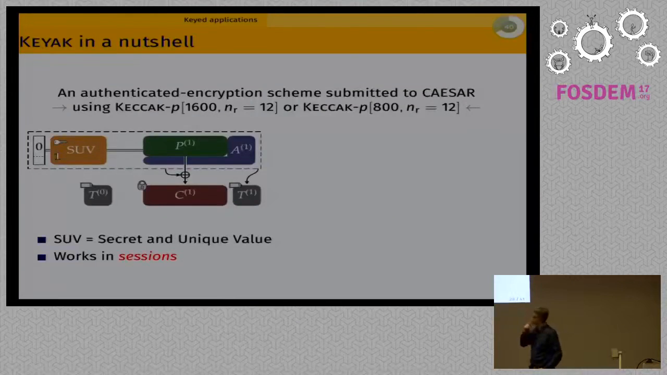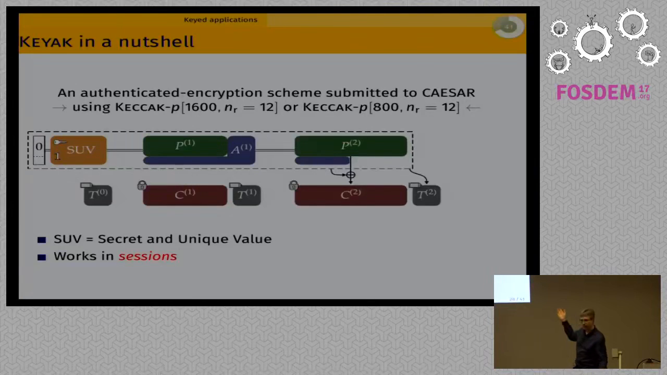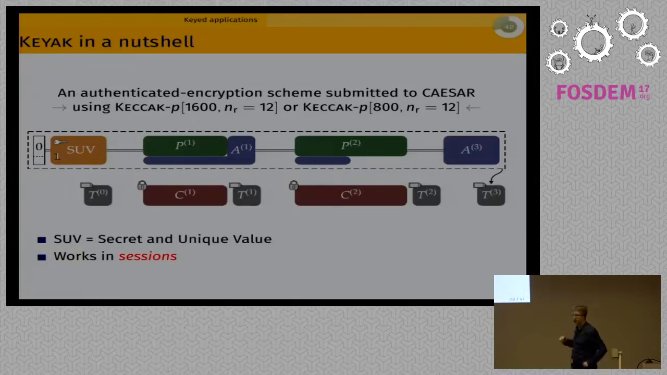So let's say you have your first plaintext P that comes in and some metadata A that you don't need to encrypt, but still you want to authenticate it. Then what you will get is some ciphertext from your plaintext and a tag covering both the plaintext and the metadata. Then you can go on with more plaintext and more metadata. Every time you get some ciphertext and a tag that authenticates all the session so far.